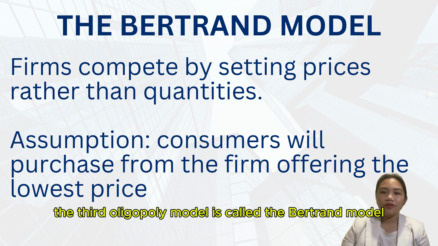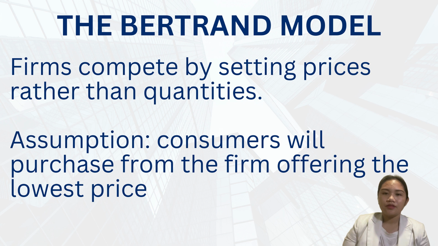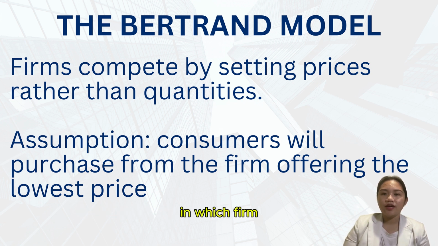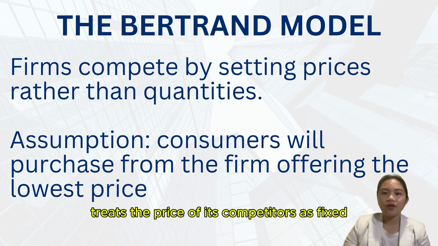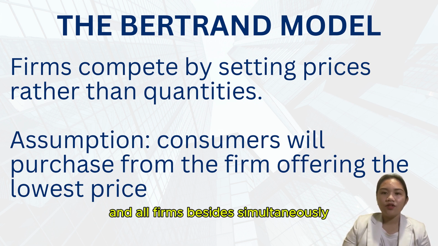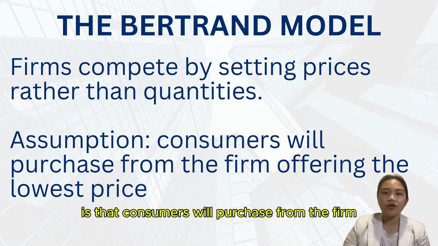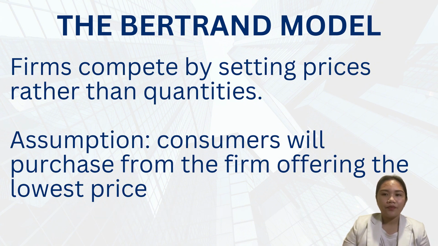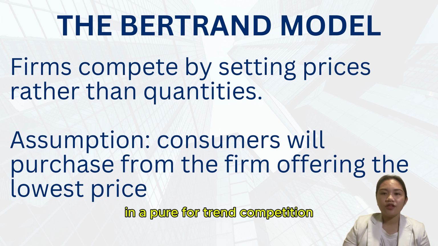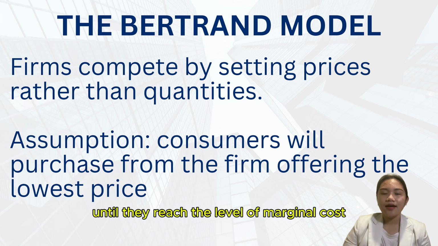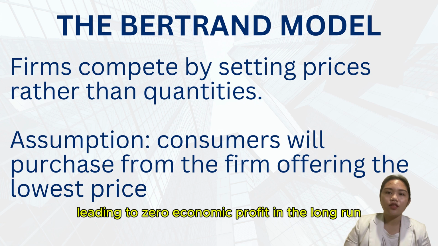The third oligopoly model is called the Bertrand model. This is an oligopoly model in which firms produce a homogeneous good, in which each firm treats the price of its competitors as fixed, and all firms decide simultaneously what price to charge. The assumption here is that consumers will purchase from the firm offering the lowest price. In a pure Bertrand competition with homogeneous products, firms may undercut each other's prices until they reach the level of marginal cost, leading to zero economic profit in the long run.